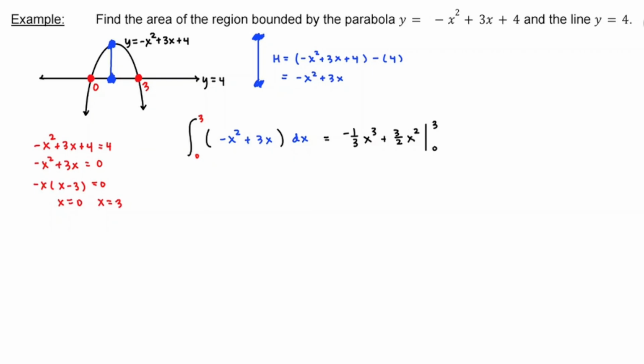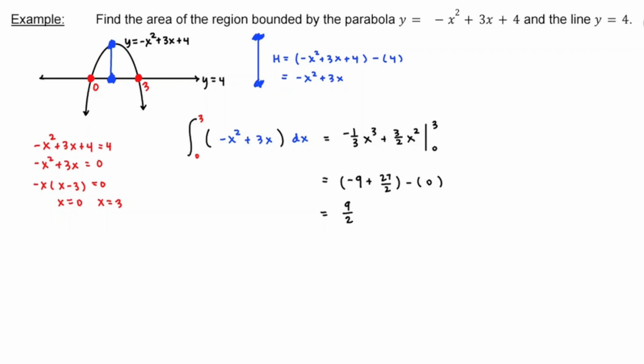I'll plug those in and I'll get negative 1/3 of 27, that's negative 9, plus 27 halves. Then I will plug in 0 and I get 0. And so I'd get negative 18 halves plus 27 halves. That's 9 halves, I think. Okay, and that's a pretty typical one.